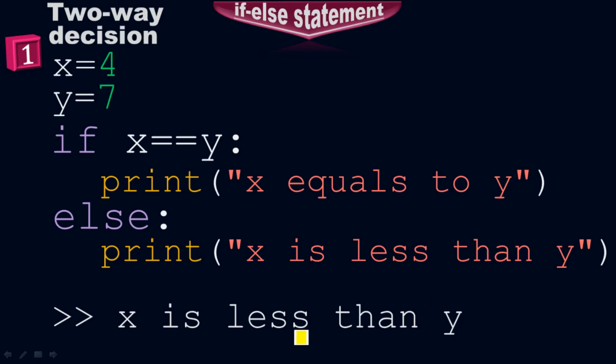Now in the else, we have X is less than Y. Yes, X is less than Y. So the second choice will be printed in the output. You will get X is less than Y in the final output, not X equals to Y, because the first condition is false. So the program has executed the second condition, which is the else condition. We had choice number 1, choice number 2. Choice number 1 was wrong, and we got the output from choice number 2. That's why we call it a two-way decision. The if-else statement is a two-way decision with two choices.